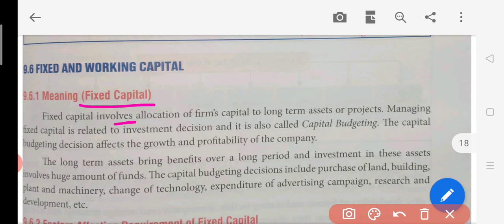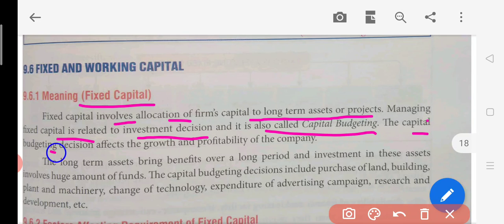Fixed capital involves the allocation of a firm's capital to long-term assets or projects. Managing fixed capital is related to the investment decision, and it is also called capital budgeting. The capital budgeting decision affects the growth and profitability of the company. So what does it mean? Fixed capital is that part of investment which is used in purchasing plants, buildings, machinery, all the fixed assets. So basically, this is called fixed capital.